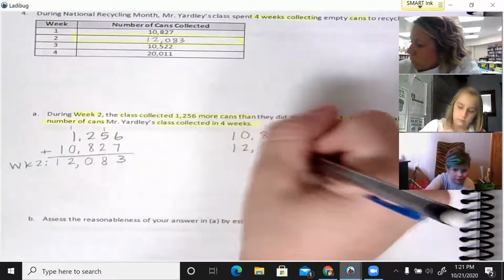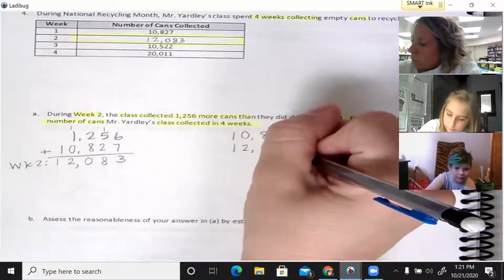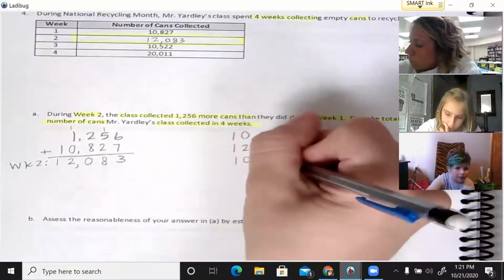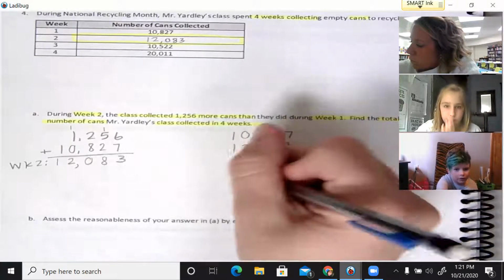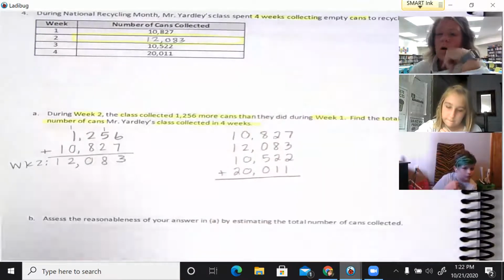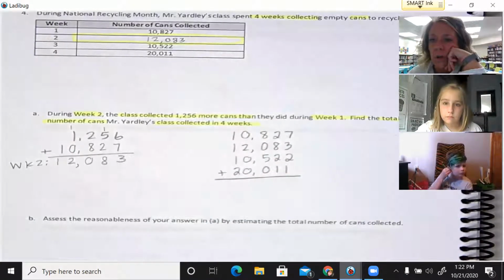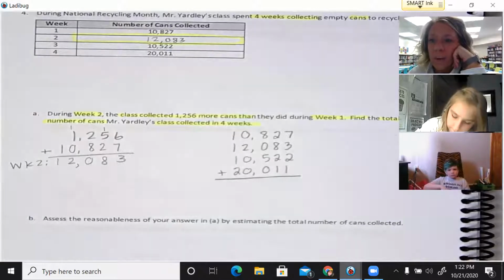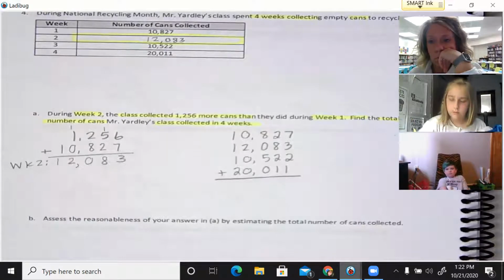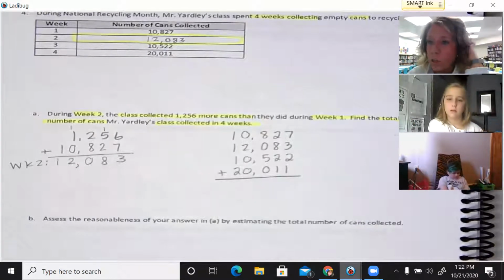Week 1 is 10,827. Week 2 is 12,083. Week 3 is 10,522. And week 4 is 20,011. Sophia, what's the most important part about adding up all these big numbers before we even start? How should your paper be set up? How can you make sure you're setting yourself up for success when we're adding all these big numbers together? How does your work want to look organized?